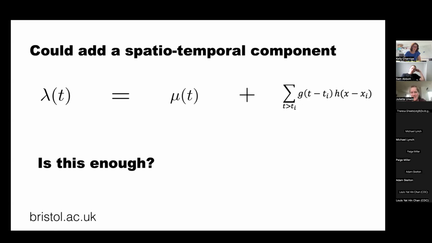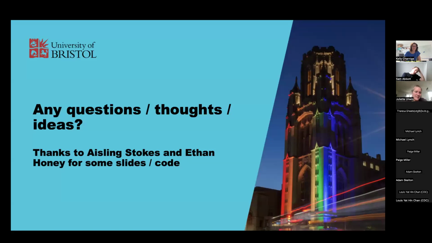But this got me thinking: is this enough? Will this sufficiently enable me to recreate these transmission chains? And I don't think so. So I started looking at genetic information. But yeah, I'll finish there. And thanks to some students, Aisling and Ethan, who wrote some of the code and did the experiments. But I'll open the floor for questions.